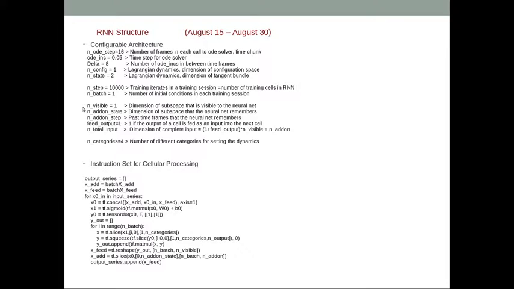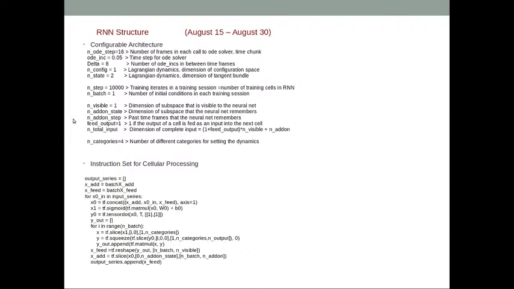The first one is n visible. That's the number of states that you're going to make visible to the RNN. In this case, it's set equal to 1, and we're looking at the pendulum. So only one variable is being fed into the RNN for decision making. That variable is the angle. The angular velocity is not being fed into the RNN for decision making. So when the RNN produces a prediction, it doesn't know what the angular velocity is.